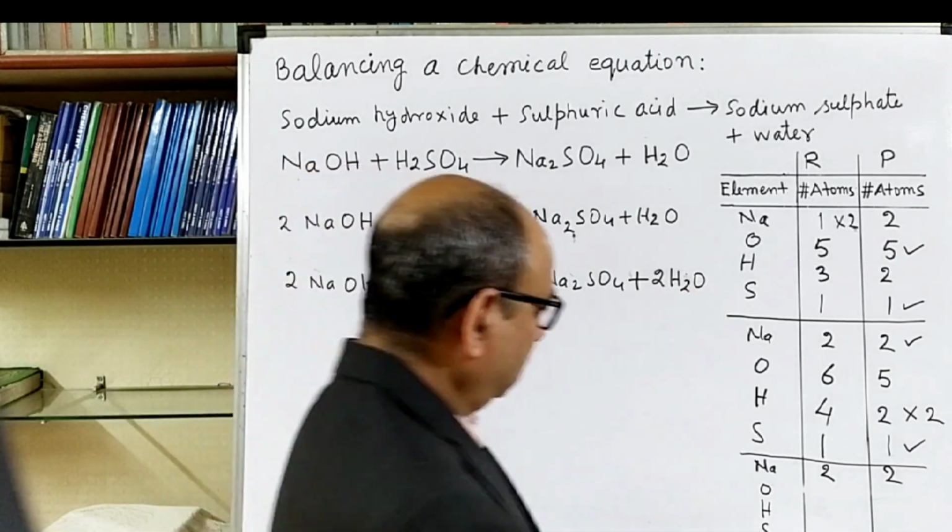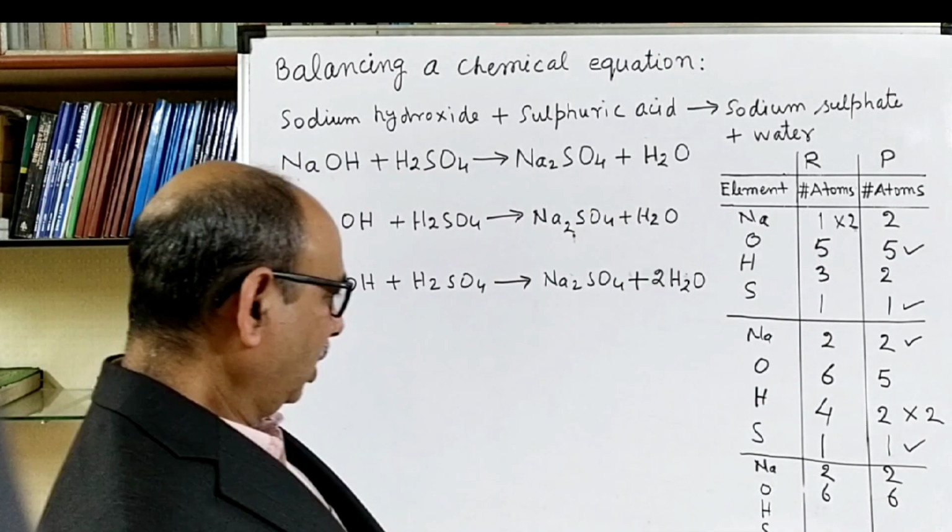Now let us see whether it is balanced or not. Number of sodium atoms, here it is 2, here it is 2. Now it is balanced. So we can write it down again: sodium is Na, then we will write oxygen, hydrogen and sulfur. Number of sodium atoms is 2 and 2. Oxygen: 2 plus 4, 6. 4 plus 2, 6. 6 and 6.